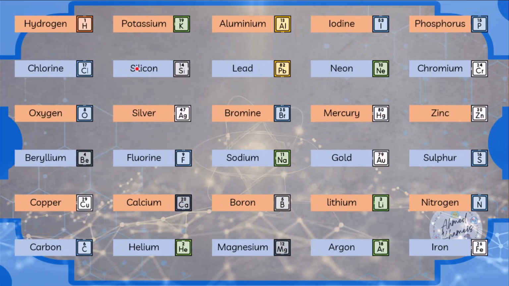And here are some elements like hydrogen, potassium, aluminum, iodine, phosphorus, fluorine, silicon, lead, neon, chromium, oxygen, silver, bromine, mercury, zinc, beryllium, fluorine, sodium, gold, sulfur, copper, calcium, boron, lithium, nitrogen, carbon, helium, magnesium, argon, and iron.